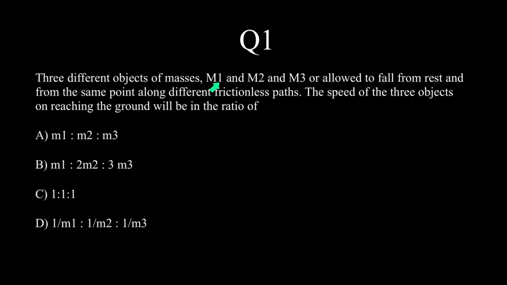Three different objects of masses m1, m2 and m3 are allowed to fall from rest from the same point along different frictionless paths. The speed of the three objects on reaching the ground will be in the ratio of.